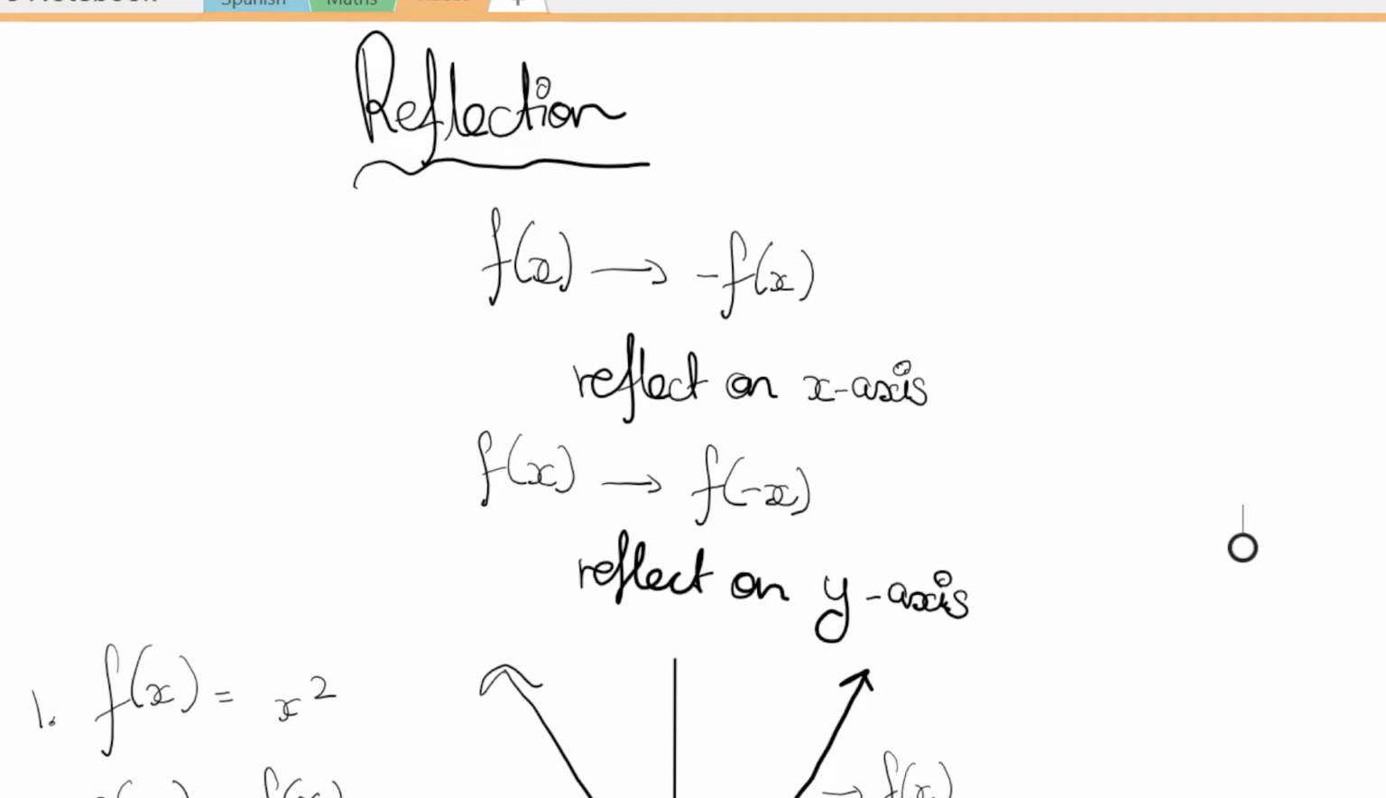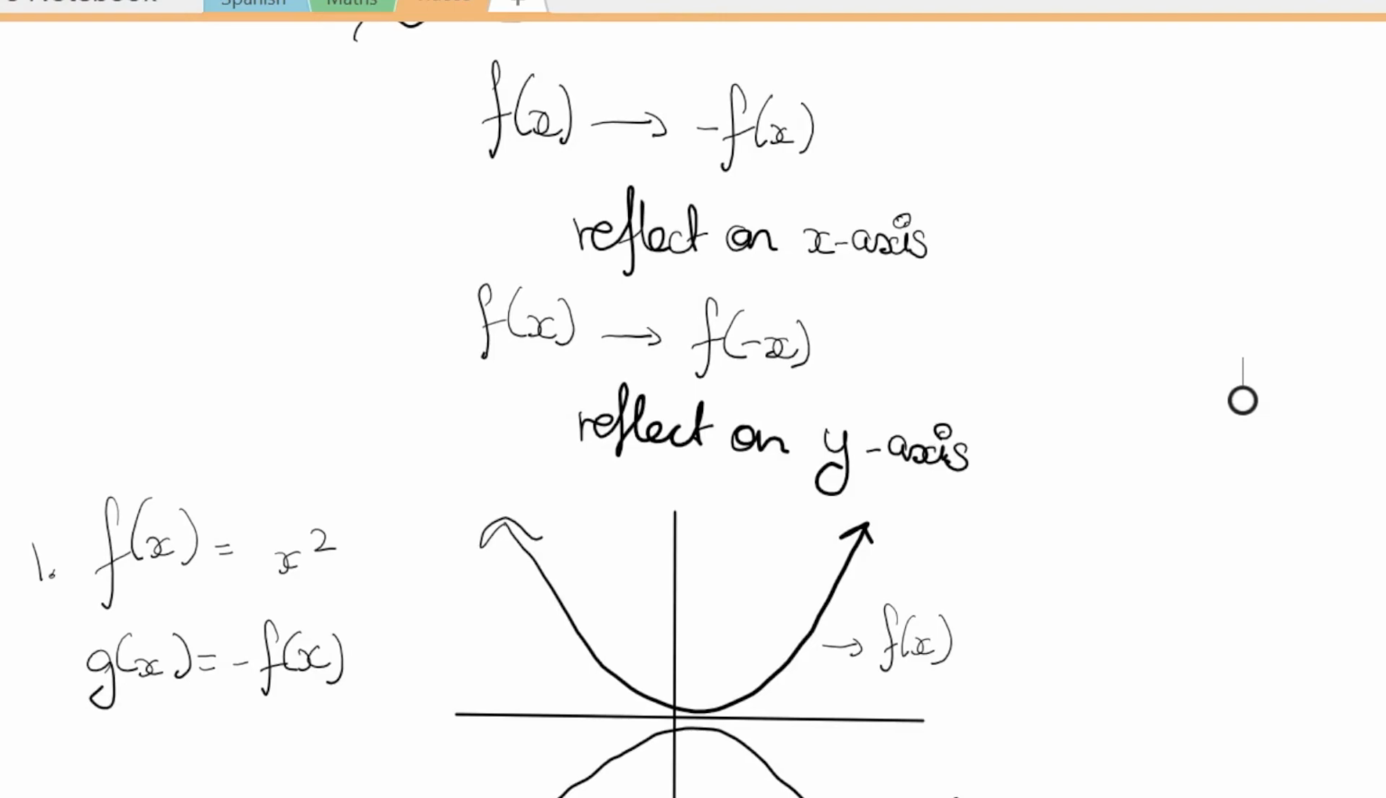So basically all you have to do is reflect on the axes. So f of x is equal to x squared, g of x is equal to minus f of x. So all you have to do in this case is reflect the graph x squared on the x-axis. So that's what I have done over here. I'm sorry, my diagrams are not very accurate.